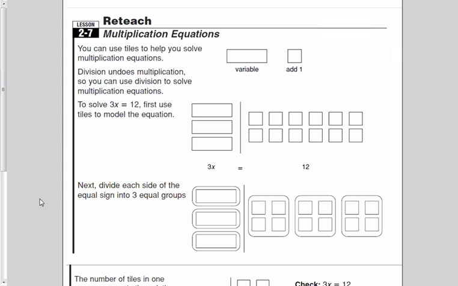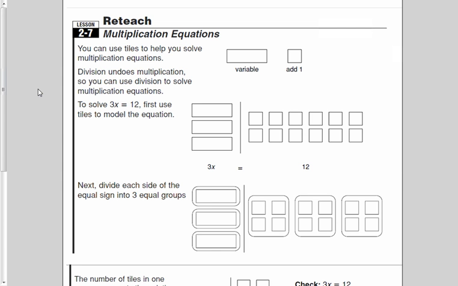All right, so what I want to do first is take a look at what's going on when we multiply. And I think that this reteach worksheet illustrates it really well. So in this case, a variable is going to be shown by a large rectangle, and each small square is going to be 1 unit. It says you can use tiles to help solve multiplication equations. Division undoes multiplication, so you can use division to solve multiplication equations. For example, to solve 3x equals 12, first use tiles to model the equation.